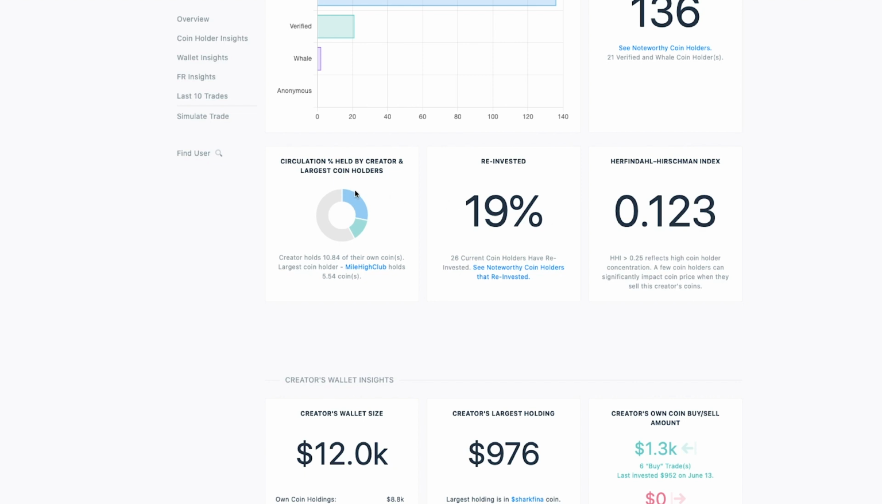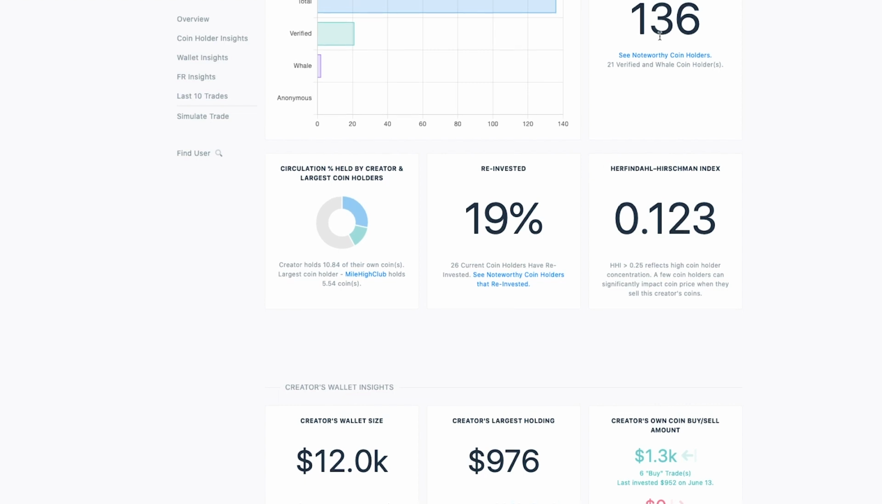And to see the breakdown, the biggest portion of coins is held by her, 28%. The second portion is held by Mile High Club, which owns 14%. So combined, they own 42%, two people. But then again, it's not a significant portion. And she has 136 coin holders, if you see here.